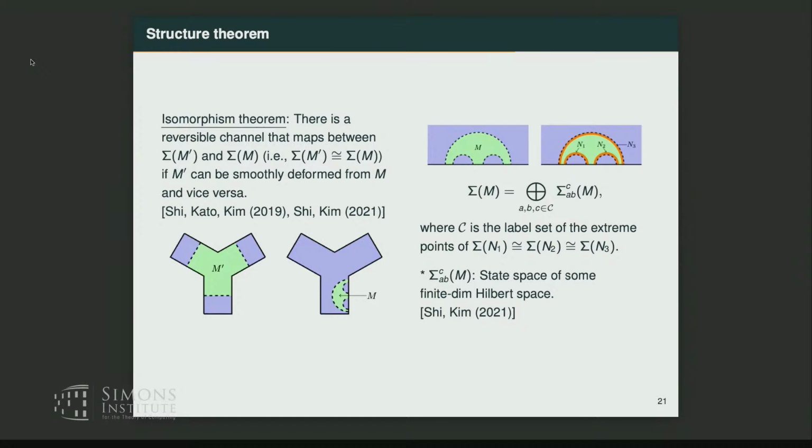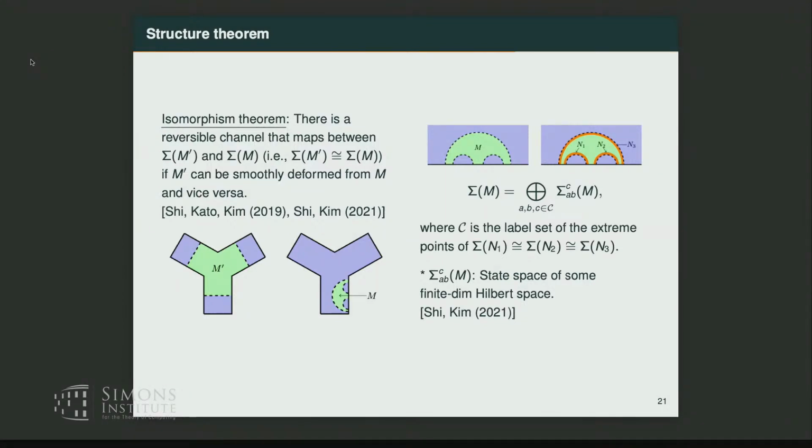The reason for doing this is that there is a structure theorem known for the information convex set for these regions. This was done already in 2021. And this again is a non-trivial statement. It says that this set is a direct sum of some objects. And each of these objects is isomorphic to some state space of some finite dimensional Hilbert space. And each of these objects is moreover labeled by some labels A, B, C, which come from some common label set C.